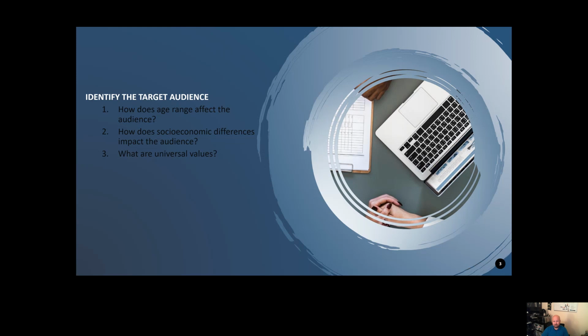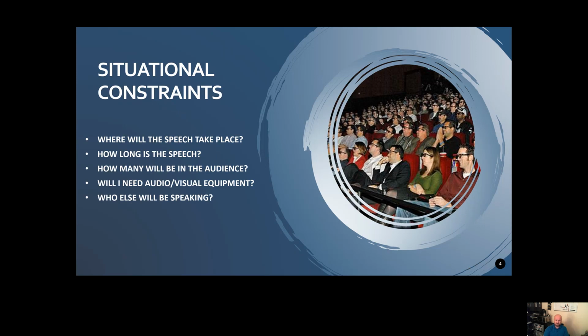A target audience isn't just the entire audience in front of you. Instead, as in any situation, you're going to think about a smaller demographic than everyone that's available. You're not going to appeal to everyone. So with persuasion, people may already agree with you. They're not your target audience anymore, right? You don't need to do anything with them. In talking about the target audience, you might think about some things like age, socioeconomic differences, and universal values. All of those things are just some of the things that impact your target audience.